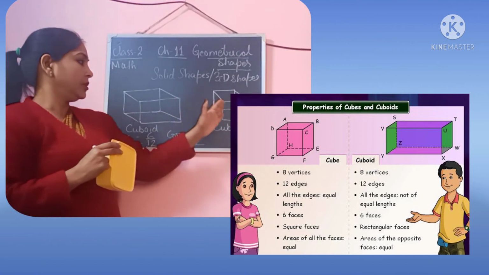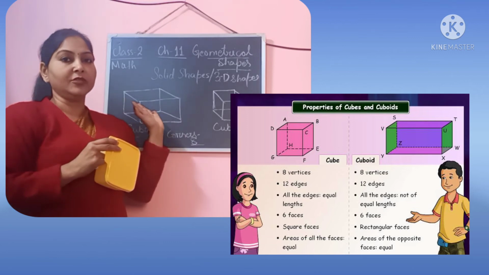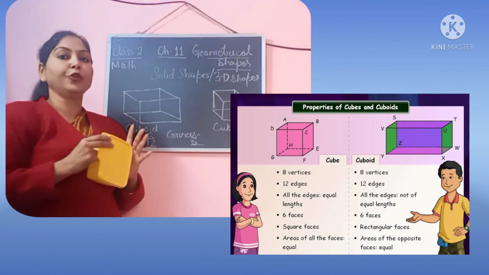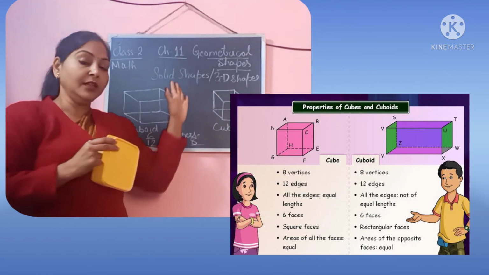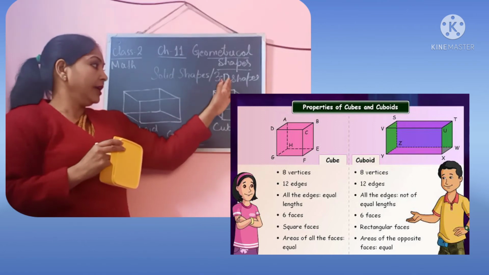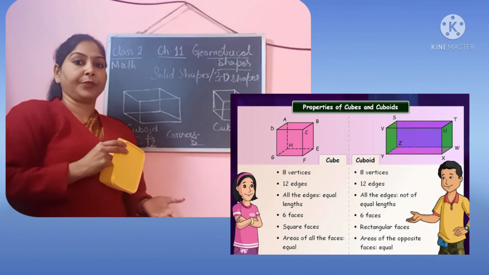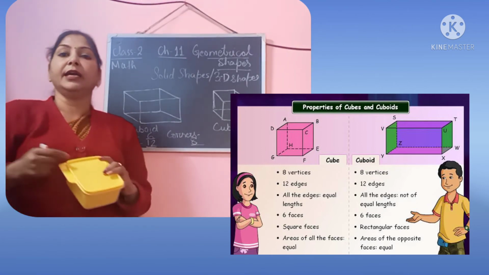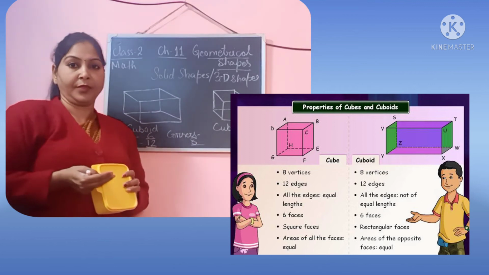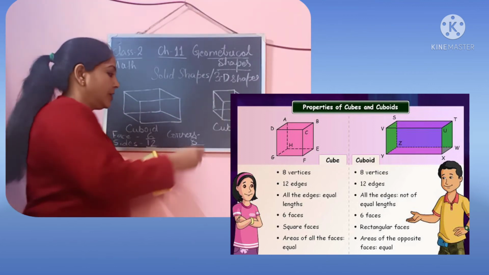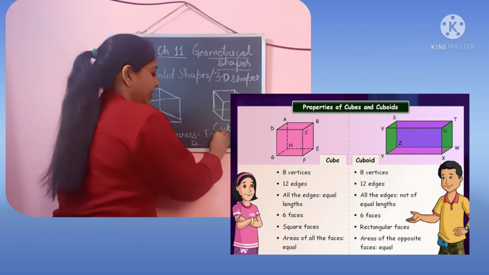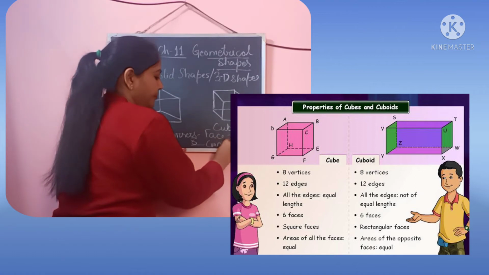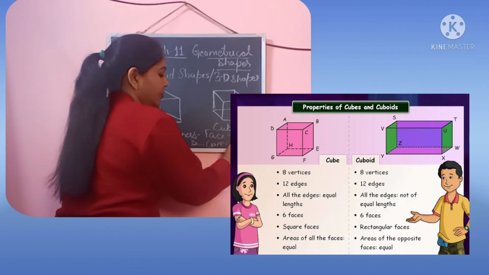Here in this case, only this is the difference. In case of rectangle, the opposite sides are equal, and in square, all the sides are equal. But if we talk about its faces, sides, corners, it's exactly the same. Cube also has how many faces? 6 faces. They will have 8 corners.